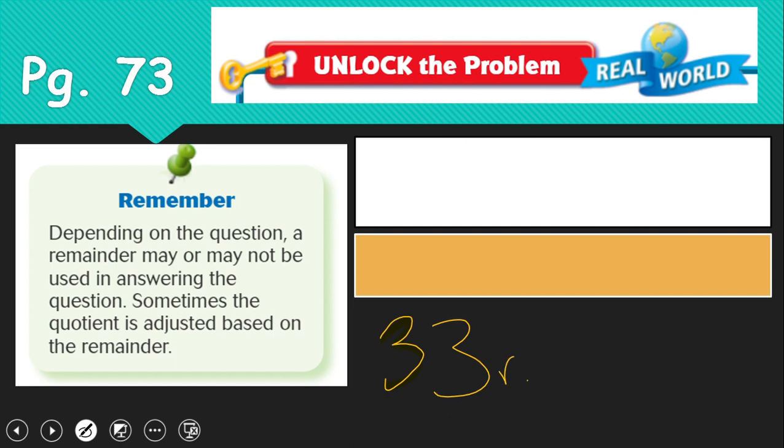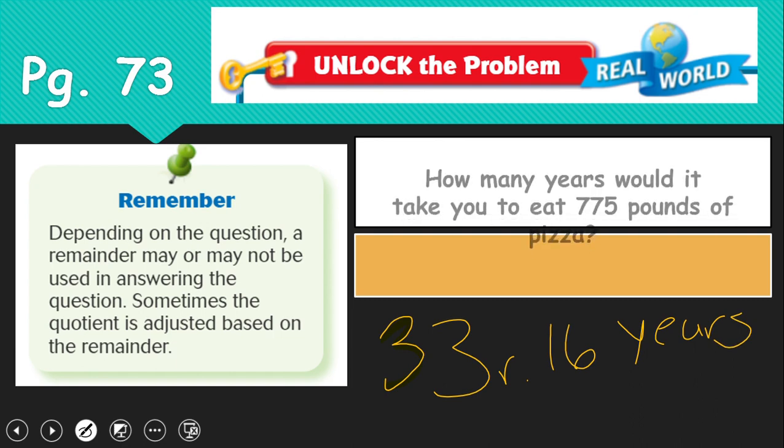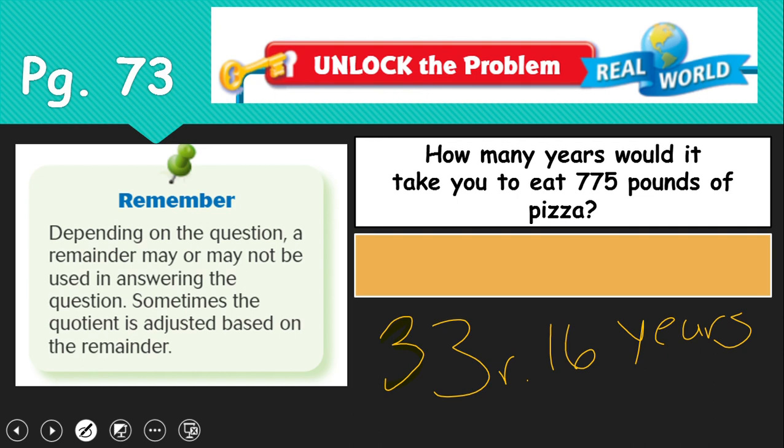33 remainder 16. And remember, we're using the units of years. All right, so my question here is, how many years would it take you to eat 775 pounds of pizza? You know that because your answer is 33 years. But be careful there because we have a remainder of 16. So it's not exactly 33 years, but it's a little bit more than 33 years, but not exactly 34 years.